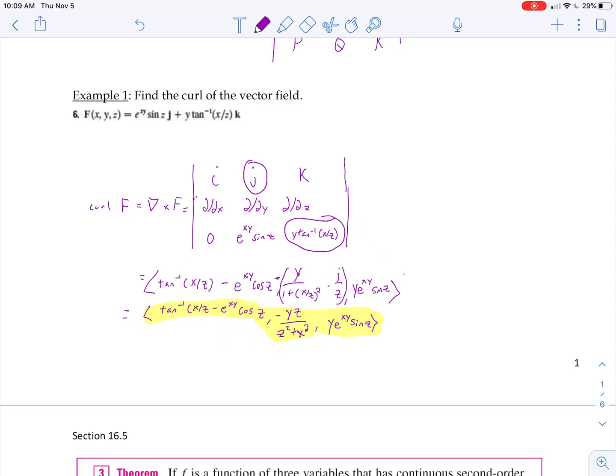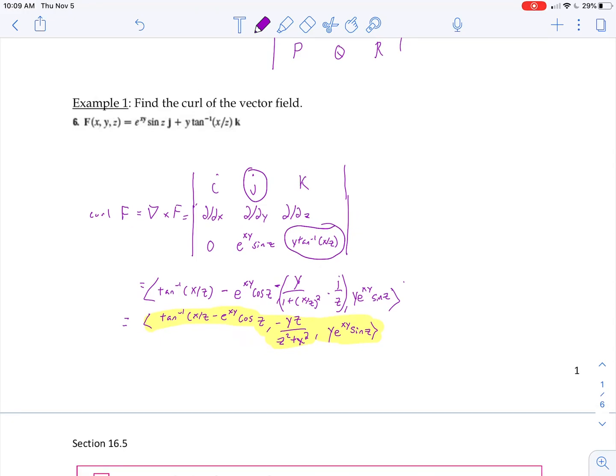All right, and then the last part, we're finding the k component now. So taking that partial of e^(xy) sine z with respect to x is just going to be y e^(xy) sine z, and then taking the partial of 0 is just going to be 0. And so this is what we're left with.